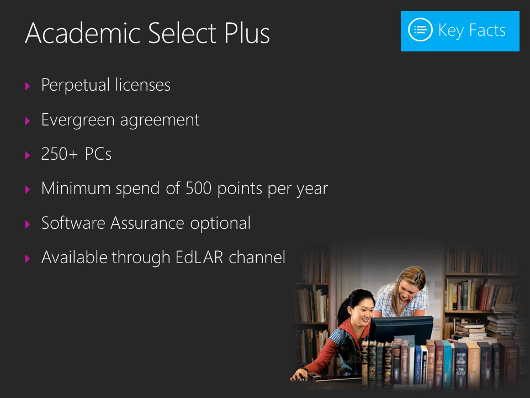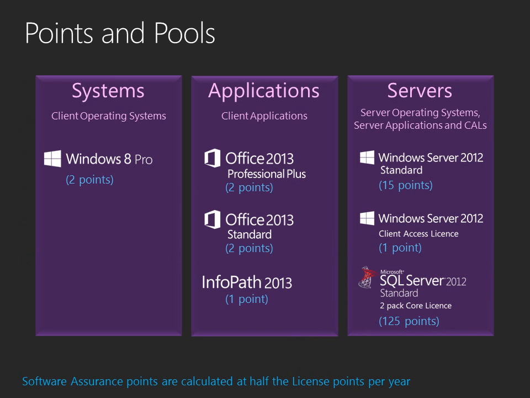Software assurance again is an optional purchase through this agreement, and it is available through the EdLAR, the Education Large Account Reseller channel. And I think one of the nice things about the Academic Select Plus agreement compared to, say, the non-perpetual agreements is that organisation-wide coverage is optional here. So you absolutely could license all of the machines in the institute through an Academic Select Plus, but you don't have to. Now, one of the factors that it is important to think about is that there is a minimum spend of 500 points worth of licenses per year.